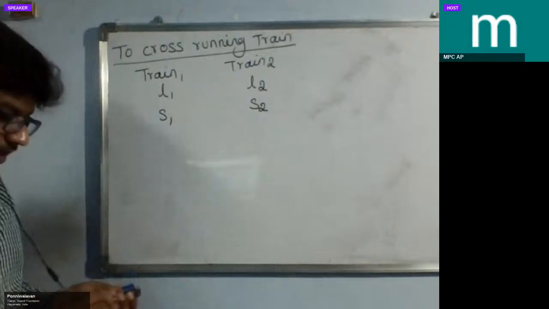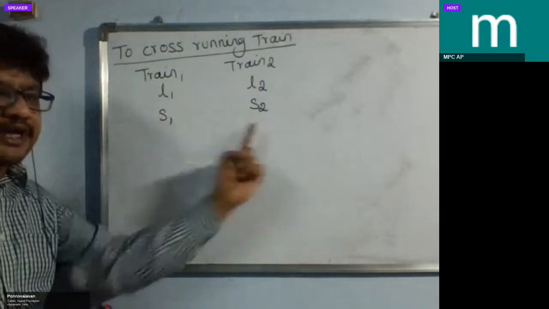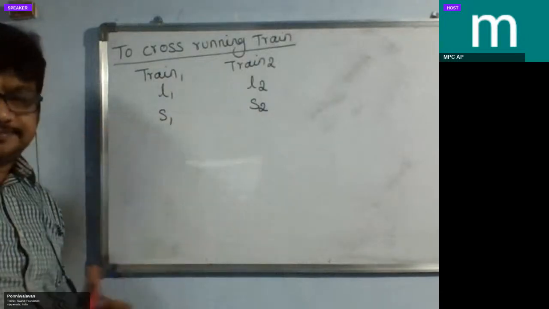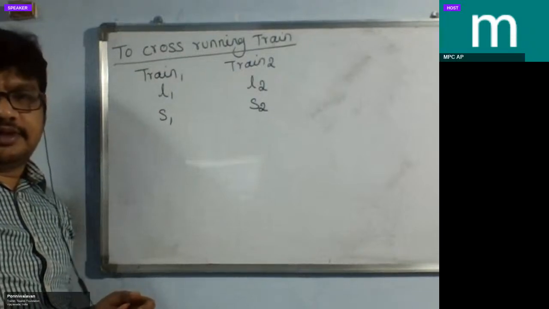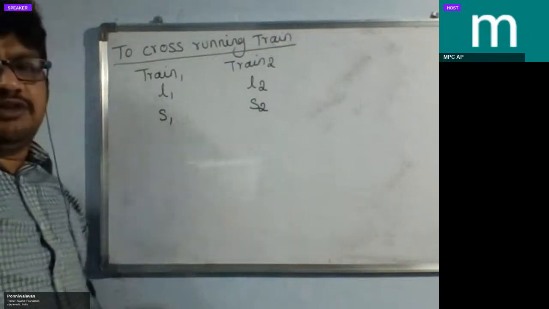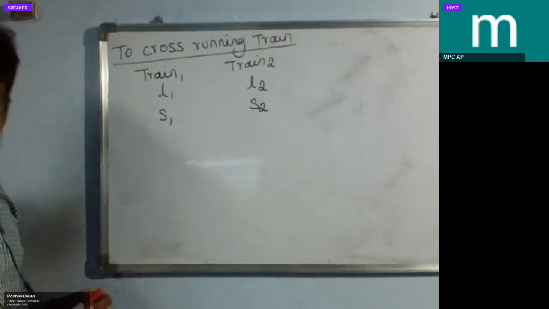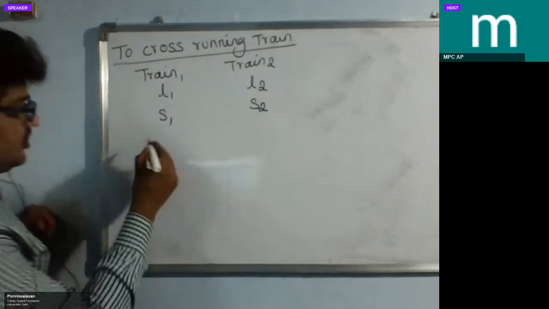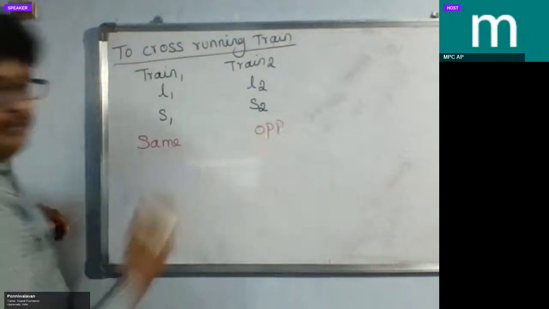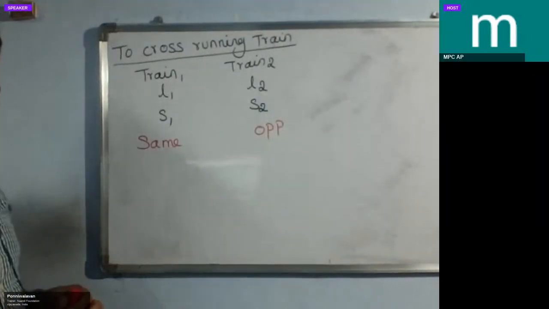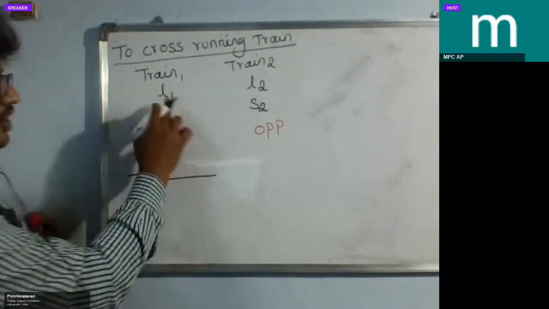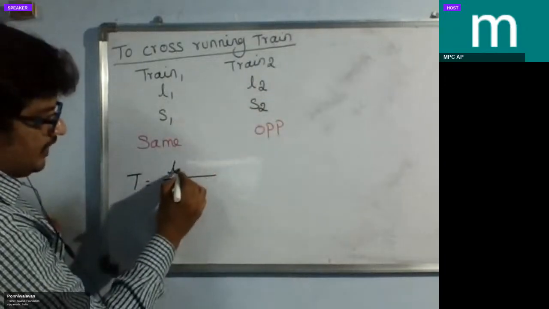Now, if you are dealing with two speeds, then what will be your next question? Yes, very good, Pranavi. Their direction. So the next question has to be whether they are traveling in the same direction or opposite direction, to find the relative speed. So time is equal to distance traveled, which is 2 lengths, so L1 plus L2.